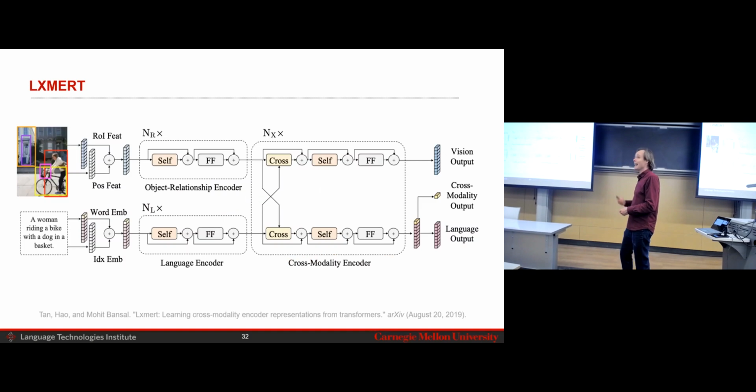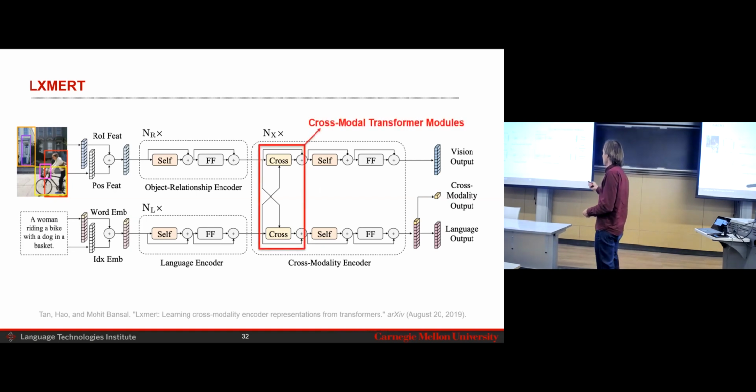And there you see LXMERT looks very different, but this is almost exactly the same. Cross-modal transformer. In this case, they have many objects, so they will want to have a transformer to look at relationships between objects, and then a transformer to look at relationships between words. But really the core is here, and then in the same way they have a contextualization afterward. But the main multimodal part is really that cross-modal interaction.